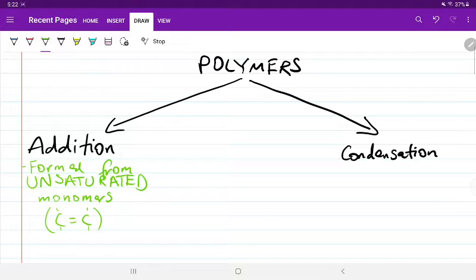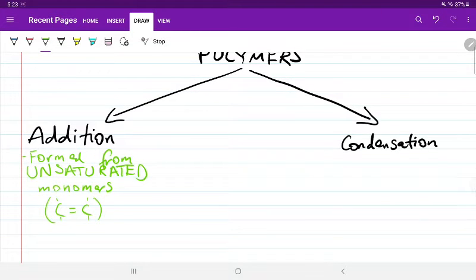All right, whether it's ethene, propene, or some derivative of those, there must be a carbon to carbon double bond in the molecule. All right, and the other thing is that there's only one type of monomer. What do I mean by that? I mean that it's one type of molecule joining together over and over and over again to form the polymer.